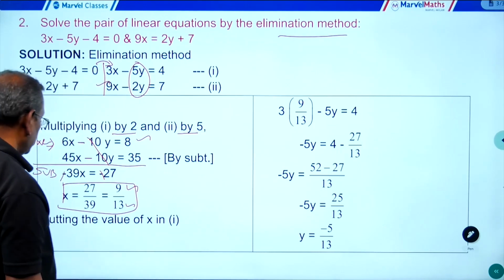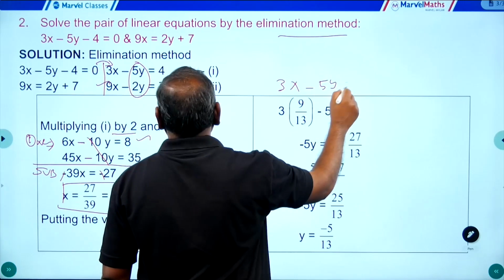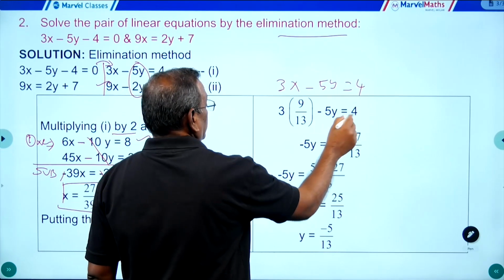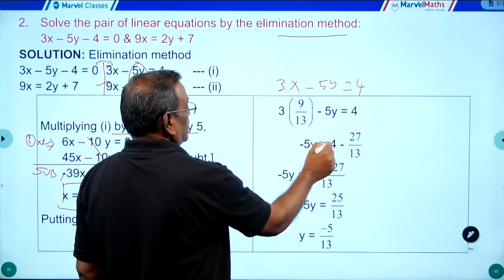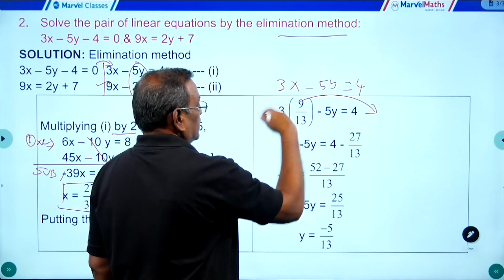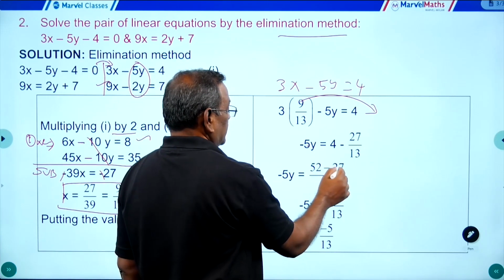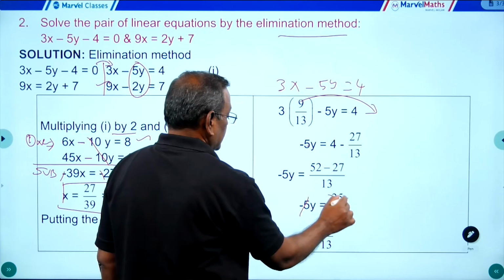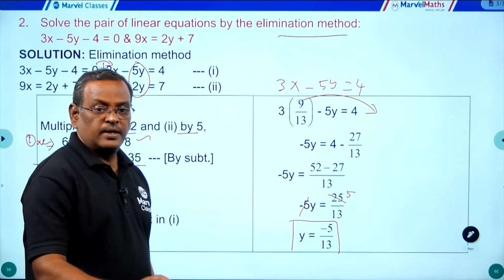If you substitute in the first equation, what is equation 1? 3x minus 5y equal to 4. 3 into x, what is x? 9 by 13, minus 5y equal to 4. Transpose to that side: 3 9s are 27 by 13. If I transpose to that side, minus 27 by 13. So 4 into 13, 52 minus 27 by 13. 52 minus 27 is 25. So here I can cancel 5. So what is y equal to? Minus 5 by 13. y equal to minus 5 by 13.